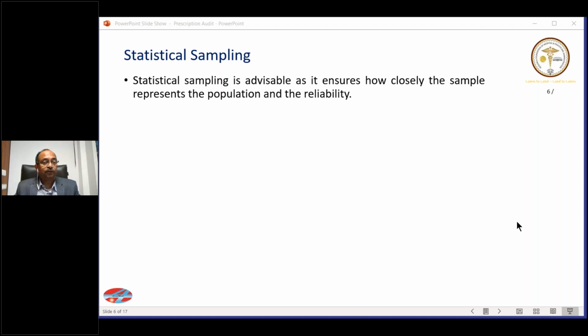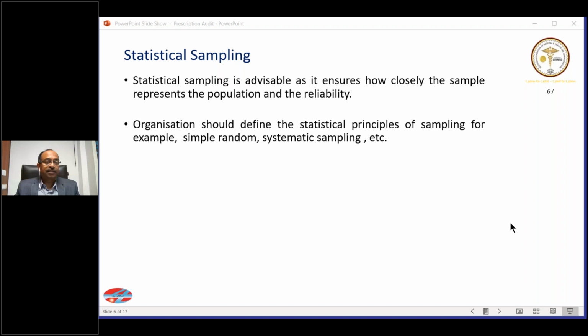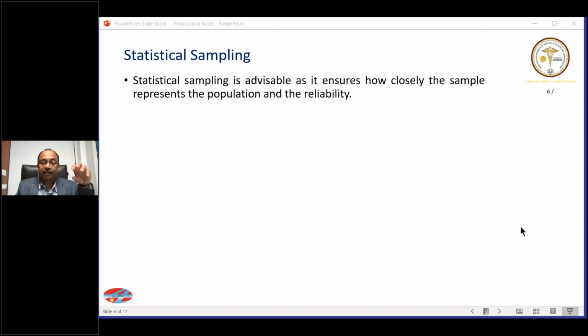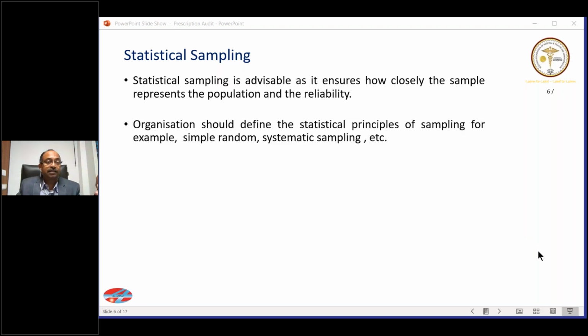So we use the statistical sampling method. Because if this sample is statistically significant, then whatever finding we get in our sample, we can say that this finding is applicable to the rest of the population. Let me give you a hypothetical situation here. For example, if you find that 25% of the sample do not have signatures of the doctors, then you can say that 25% of the population also does not have the signature of the doctors. So this is the importance of having a statistical sample.